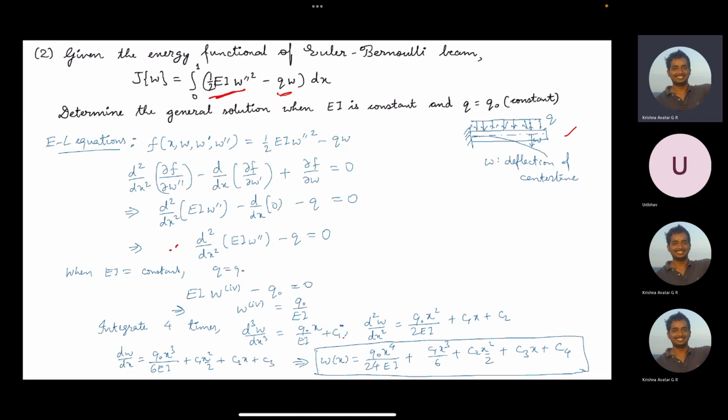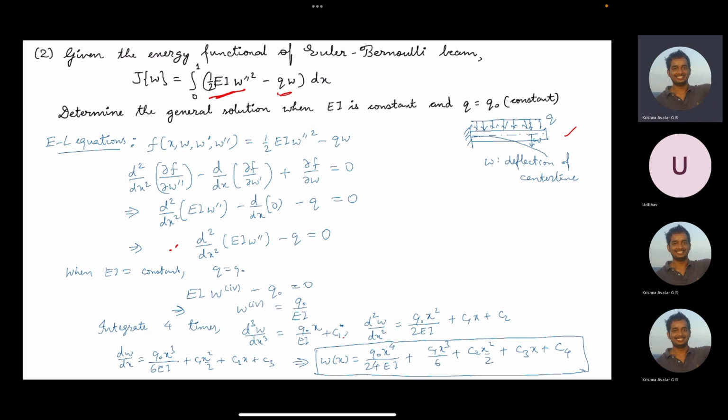Integrating it again results in q naught x squared by 2 EI plus c1 x plus c2. So by now we have two constants. Let's integrate it once more, and this gives us q naught x cubed by 6 EI plus c1 x squared by 2 plus c2 x plus c3. Integrating once more gives us the general expression for the deflection of the fourth-order beam: q naught x to the power 4 by 24 EI plus c1 x cubed by 6 plus c2 x squared by 2 plus c3 x plus c4.